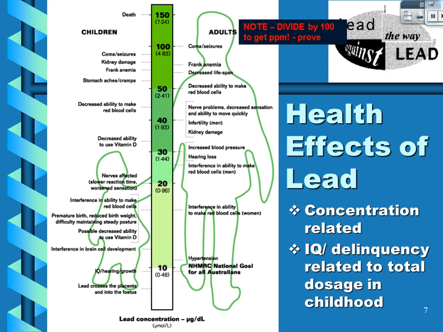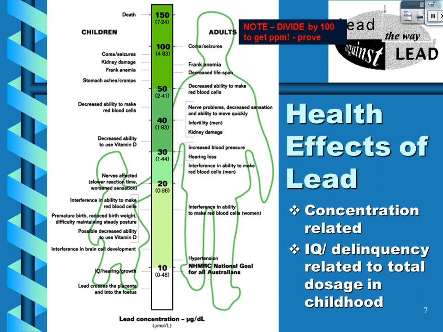The effects of lead are quite dramatic, and they're related to its concentration. The effects of lead depend on the concentration of lead in your body, and the IQ effects are particularly related to the total dosage in childhood. This graph has lead concentrations in micrograms per deciliter. To convert that to parts per million, you divide by 100. So look at the top of the scale. Death occurs at 150 micrograms per deciliter, which means that death actually occurs at 1.5 parts per million.